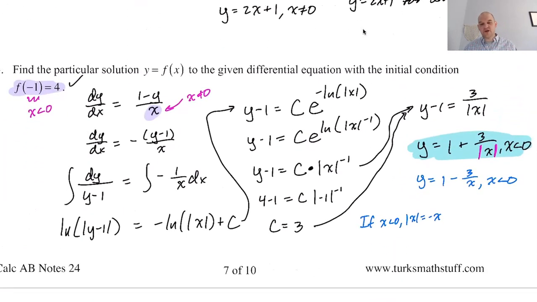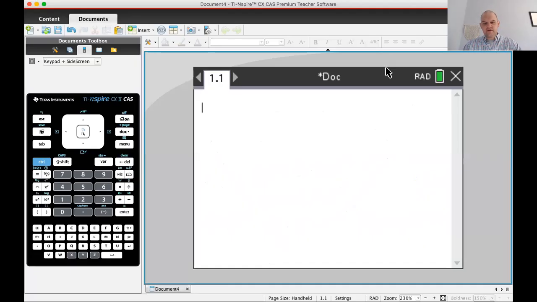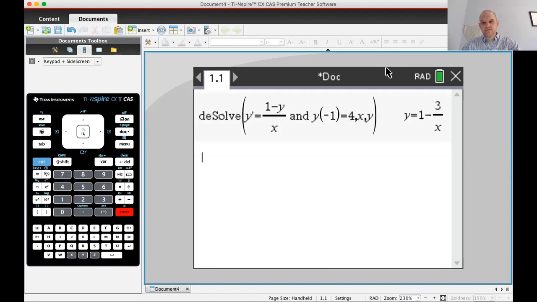I'm going to try to switch to the calculator and see if the calculator can solve this for us, just to see. It's always reassuring. The calculator will spit out an answer. So we're doing DE solve. Y prime equals 1 minus y over x, and y of negative 1 equals 4, comma x comma y. So we get this. That's really interesting. Oh, okay. Why did it do the negative there? Why is it not giving me the absolute value thing?